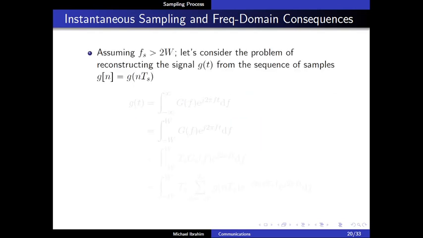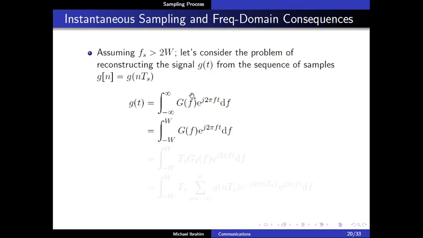And assuming that Fs is larger than 2W, so assuming we do not have aliasing distortion, we do not have any overlap in the spectrum, we need now to talk about the reconstruction of the original signal. In order to obtain g(t), it is the inverse Fourier transform of G(f). So integration from minus infinity to positive infinity of G(f) e to the positive j2πft df.